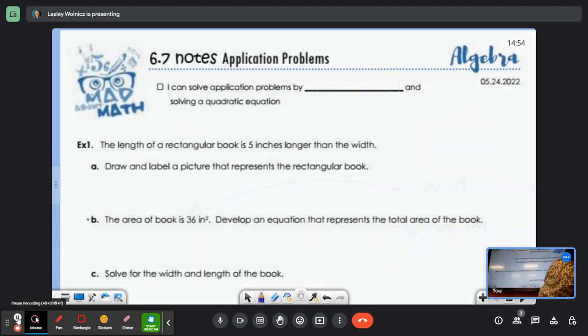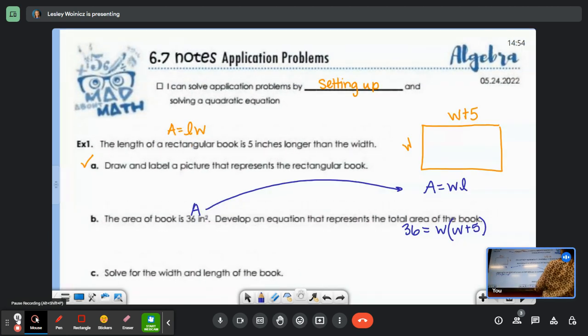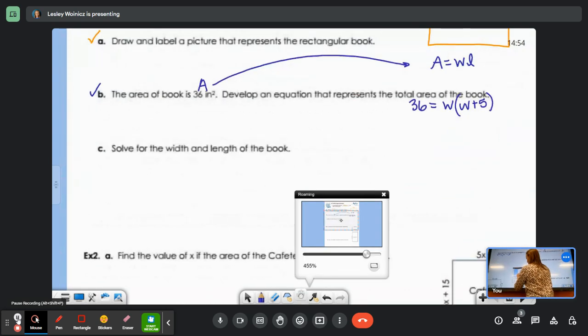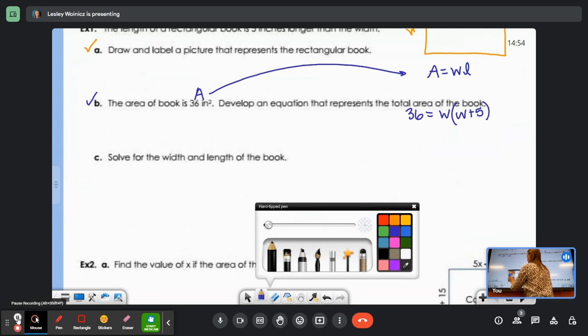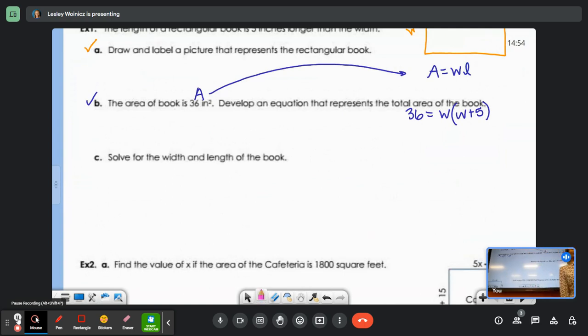We wrote an equation already. Check. All right, now we're going to solve it. So most of my tricks require that one side of my equation is equal to what? 0. And that my equation is in standard form. So ax squared plus bx plus c.